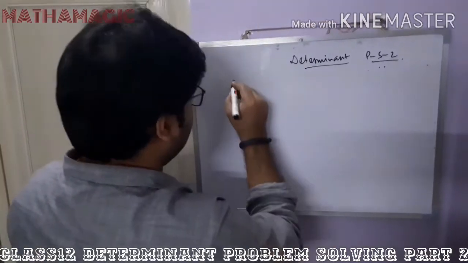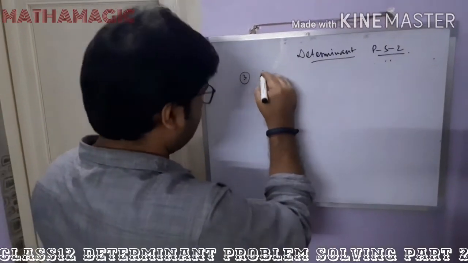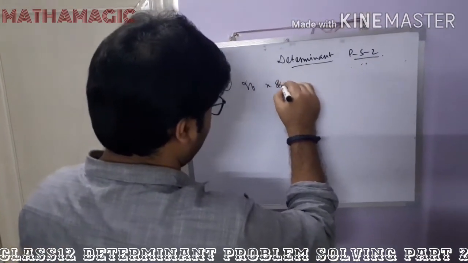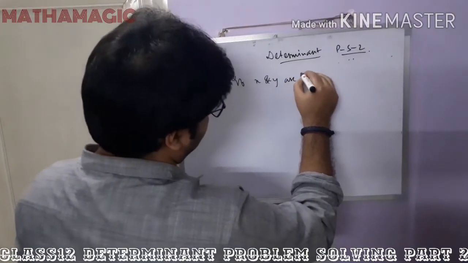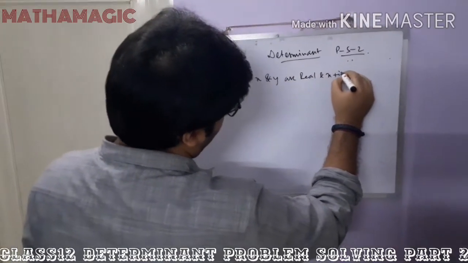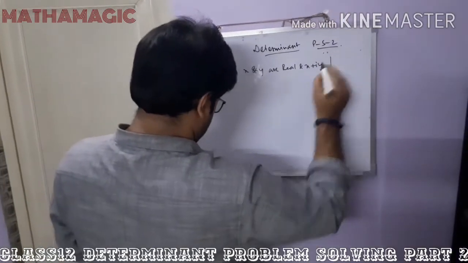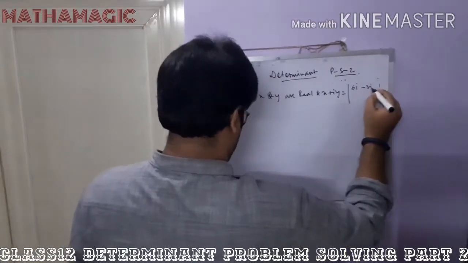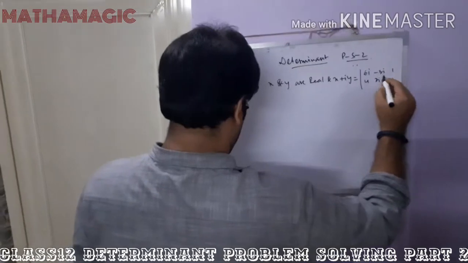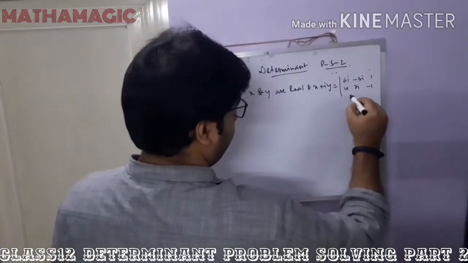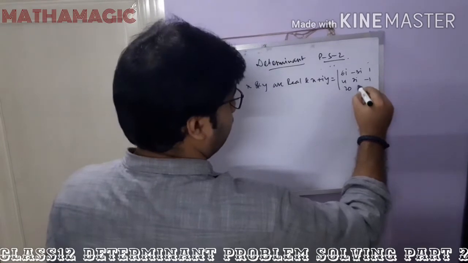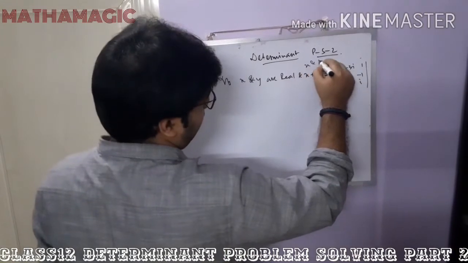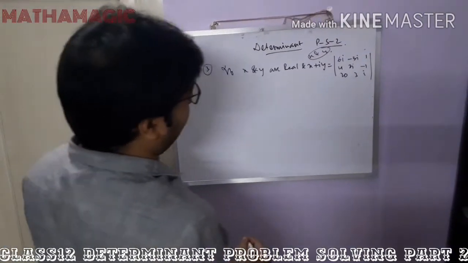So in this problem, it is somewhat different. This includes a complex number. It is stated that if x and y are real, and x plus iy equals the determinant with rows 6i, minus 3i, 1; 4, 3i, minus 1; and 20, 3, and i, then find the value of x and y. We need to find x and y.